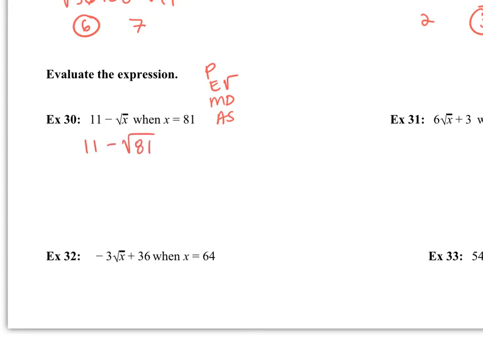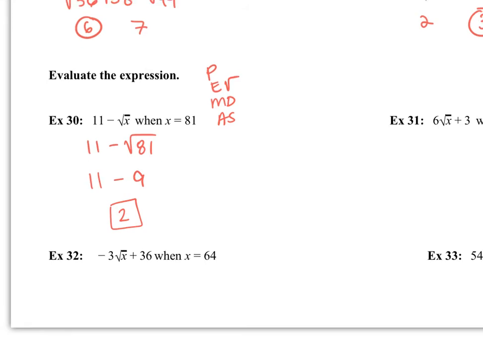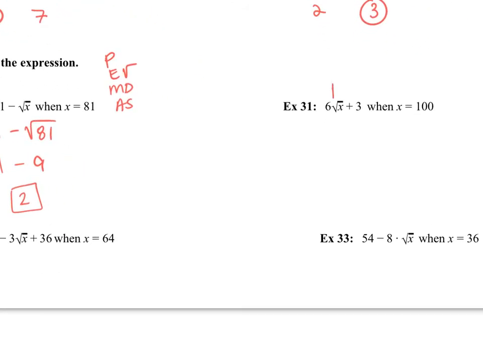I have 2 operations: subtraction and square roots. So the first thing I'm going to do is the square root of 81, which is 9, and then 11 minus 9 is 2.